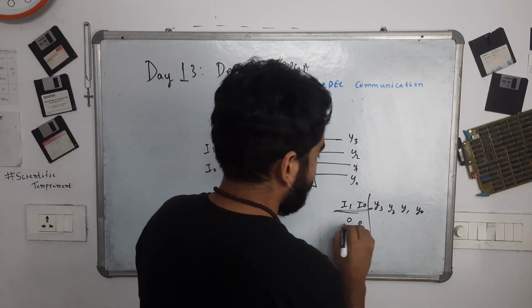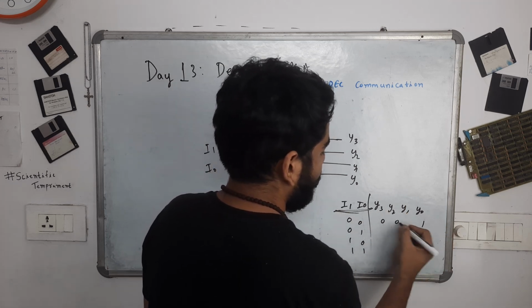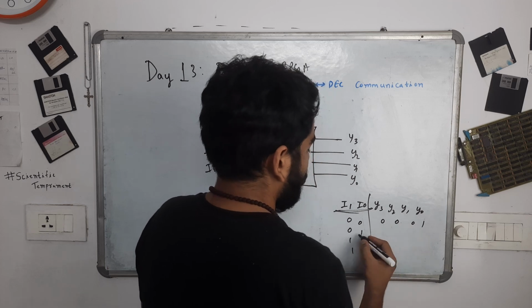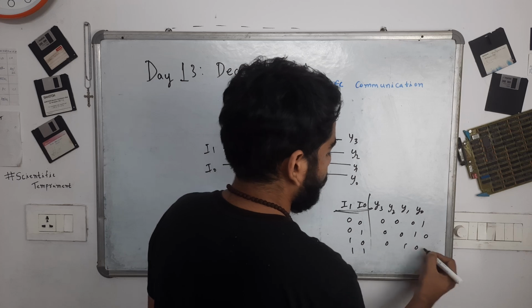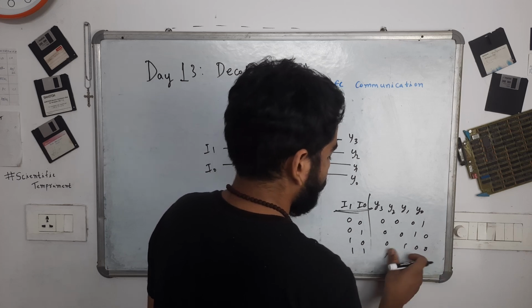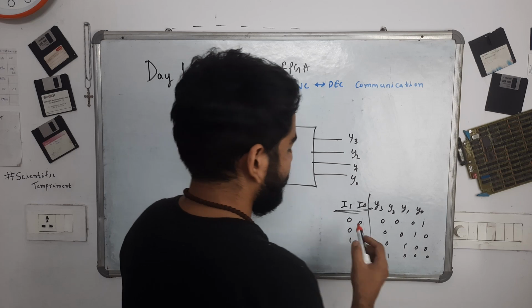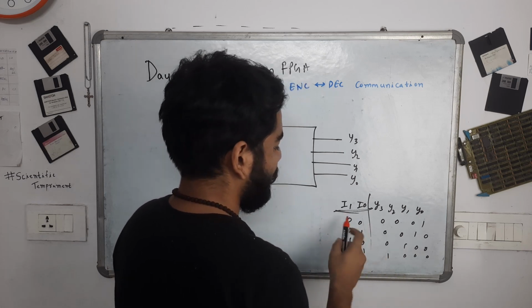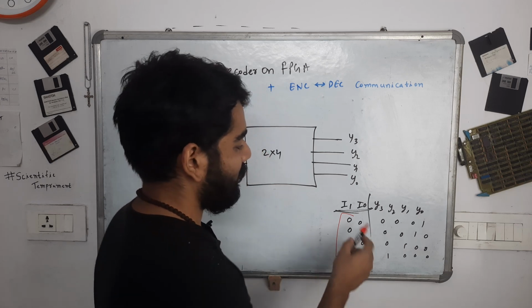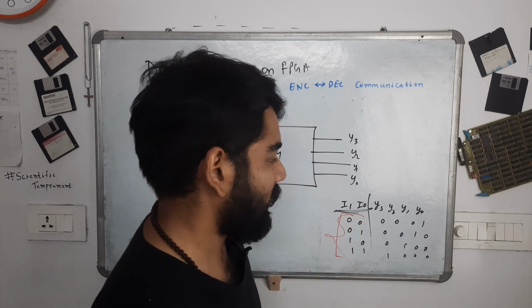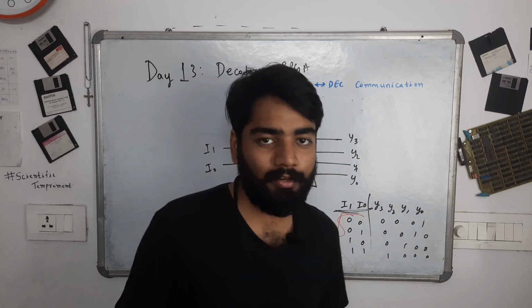So here this is 00, so Y0 will be high, and the rest will be 0. Here this one will be high and the rest will be 0. Similarly here. You can see there is not much of a twist, like the priority thing that we had in the last one, because only 4 combinations exist, right? So this is going to be very easy to code in Verilog.